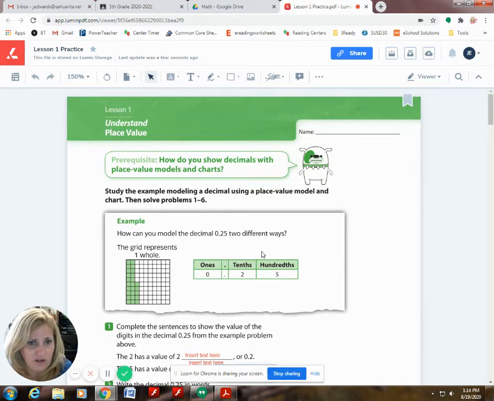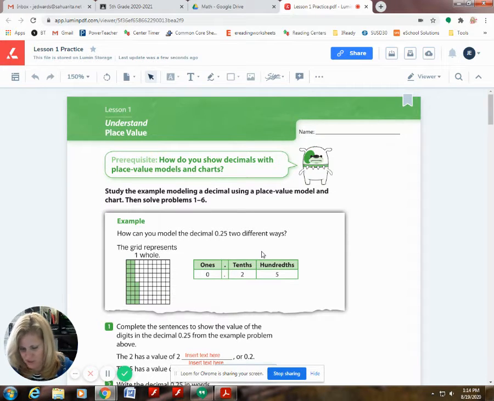Or if you prefer, you can use your book and write all your answers in here, take a picture of it, and submit those as your answers. I have one student who's been doing that. Ivan's been taking pictures of his work because he wants to write in his book, which I think is awesome. As long as he shares that with me, I have no problem.